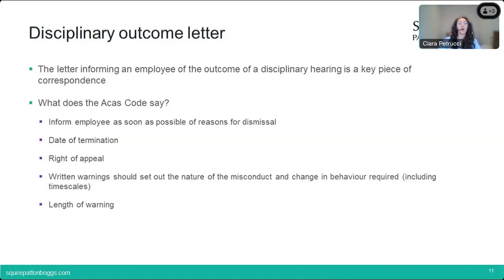In cases that aren't dismissal, such as written warnings, it's really important still to set out the nature of the misconduct and any change in behaviour that you expect. And really key is the length of time that the warning is going to remain live. Normally a final written warning is on for around 12 months.